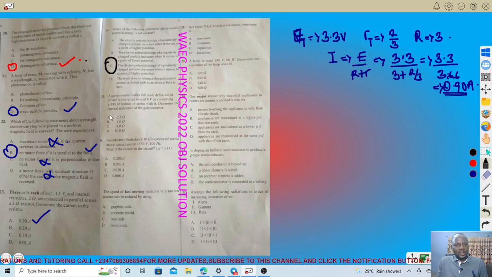The next question says, a galvanometer with a full-scale deflection of 20 milliamps is converted to read 8 volts by connecting a 395 ohm resistor in series with it. High resistance in series is called a multiplier. That means the galvanometer is converted into a voltmeter. So they say determine the internal resistance of this galvanometer.